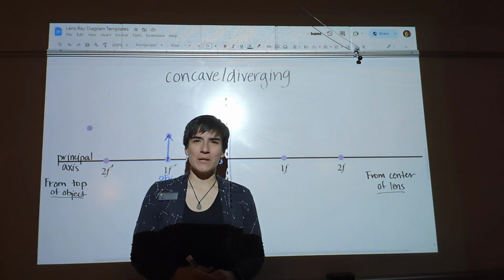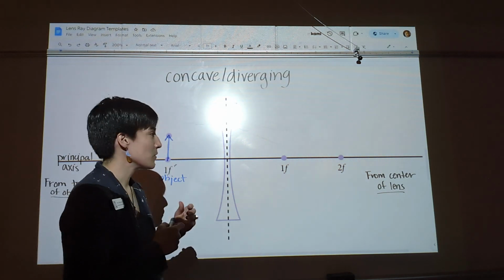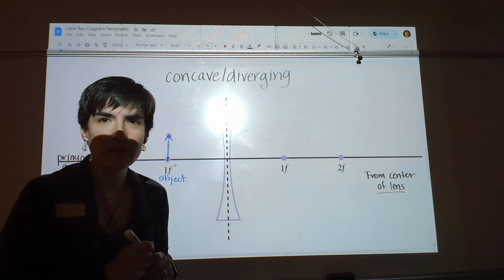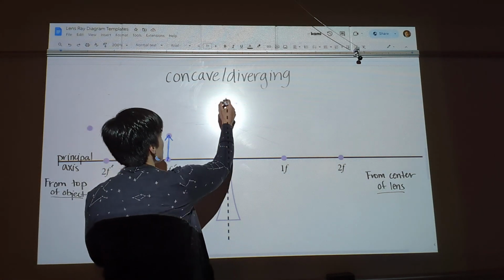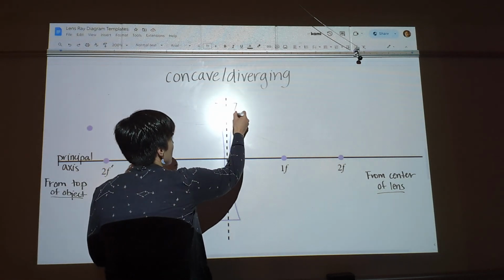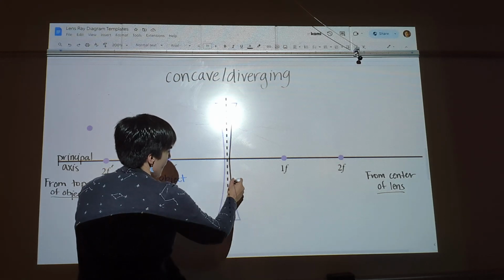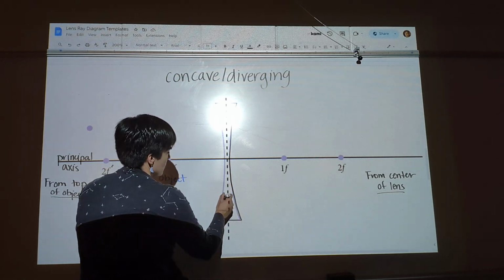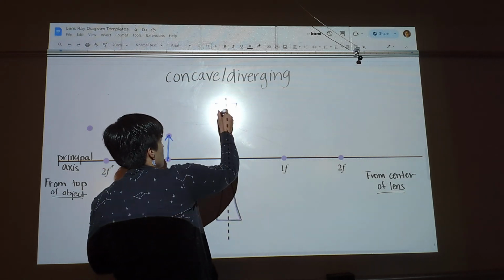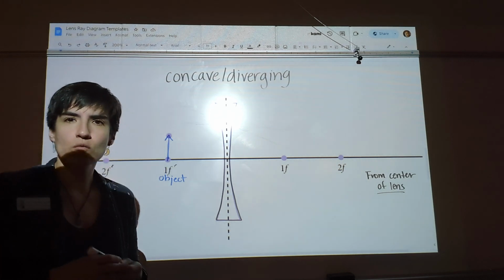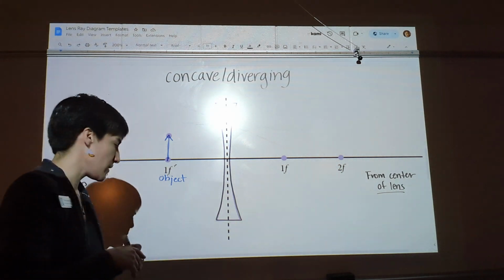All right, hello everybody. What I'm going to cover in this video is the diverging lens. As a reminder, the diverging lens has this shape in which it's thinner in the center and thicker on the outside edges of this lens. So what I'm going to do is show you how you would draw a ray diagram in this case.